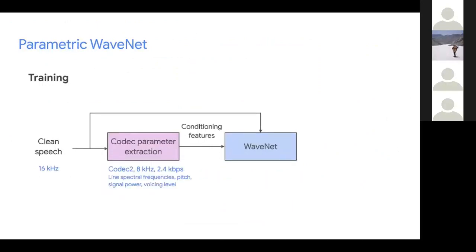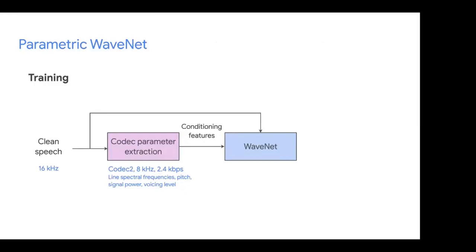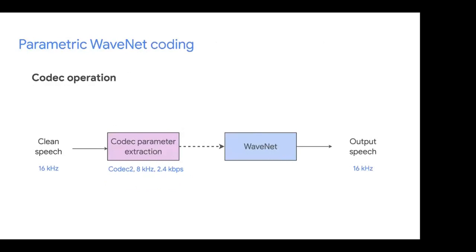These we just fed into a WaveNet. These are quantized at 2.4 kilobits per second. So after training, we use this as a speech coder. We take the clean wideband speech. The codec itself is narrowband, so you have to downsample and limit its bandwidth to 4 kilohertz. Transmit these quantized parameters at 2.4 kilobits per second. Then we use this to drive WaveNet as the conditioning. And the output speech is wideband again, because we trained it to generate 16 kilohertz samples, and that's the output of the codec.